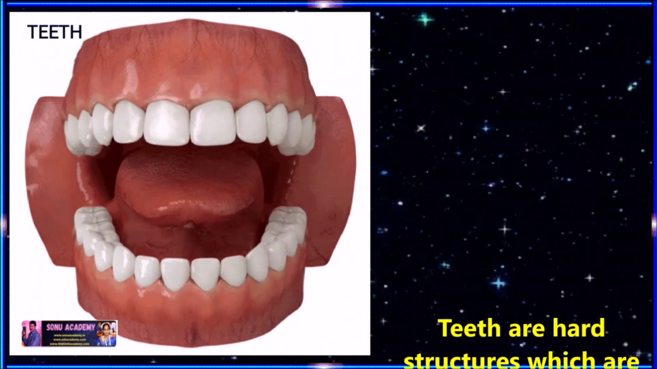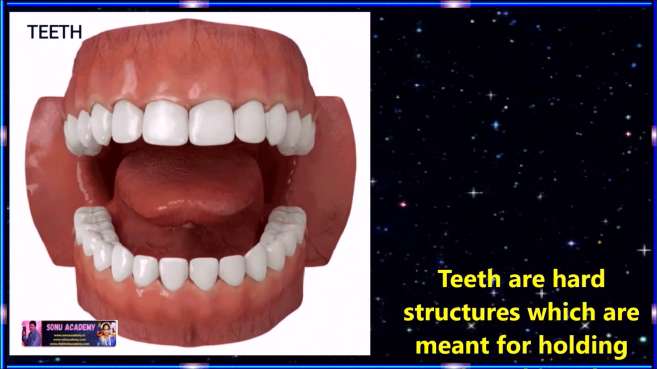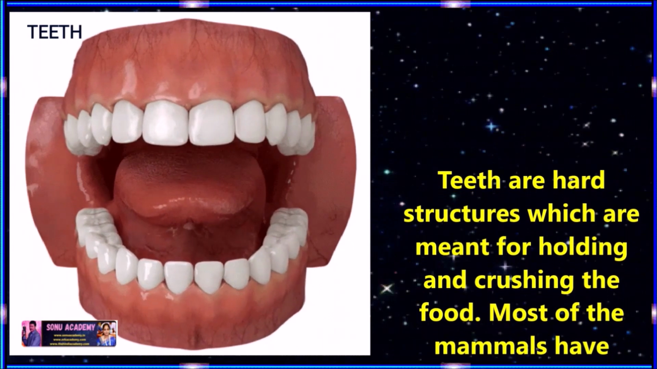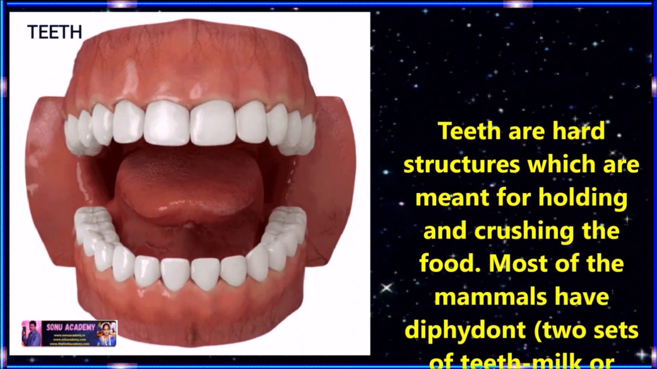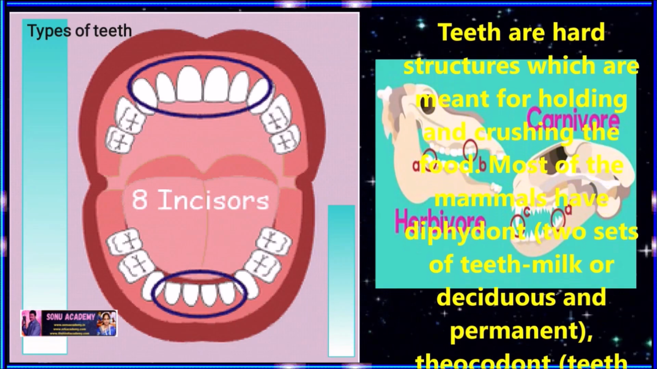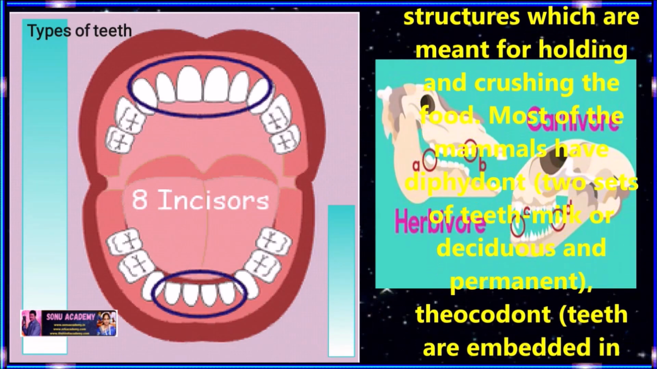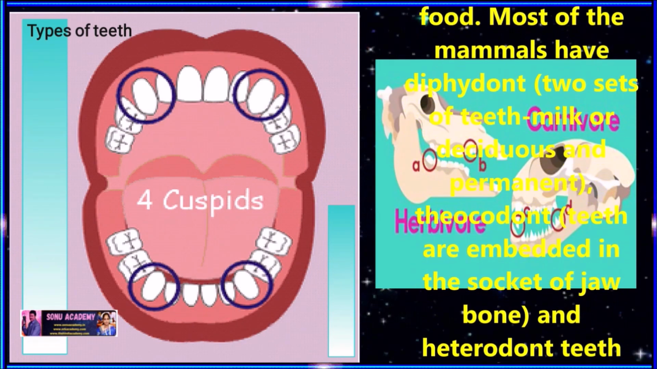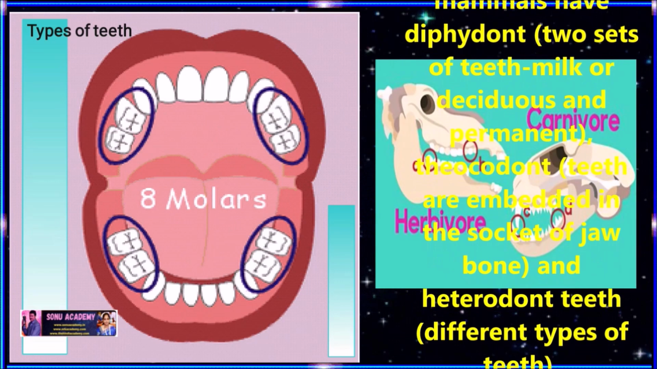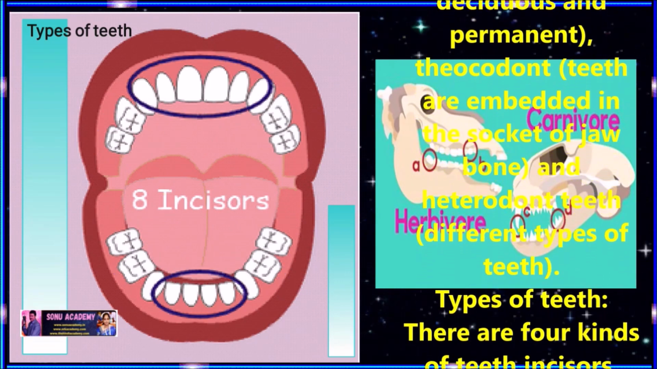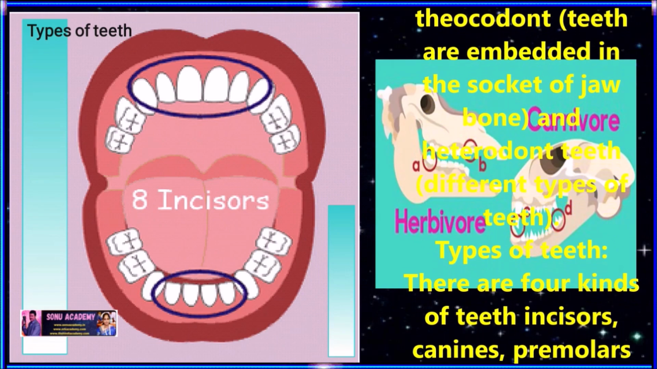Children, now let us discuss about teeth and its function. Teeth are hard structures which are meant for holding and crushing the food. Most of the mammals have diphyodont, means two sets of teeth, milk or deciduous and permanent set. Thecodont means the teeth are embedded in the socket of jaw bones. And another type of teeth are heterodont, which means they have different types of teeth.